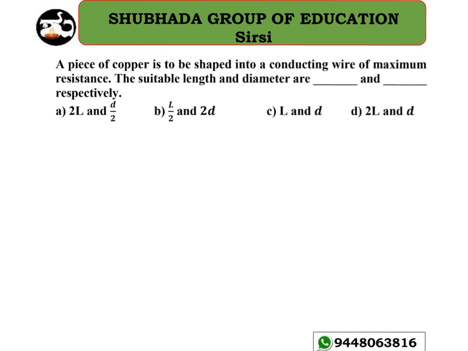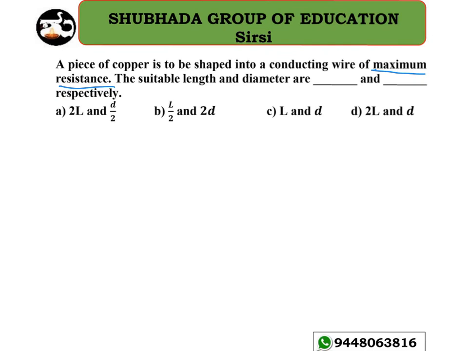Look at the problem on current electricity. A piece of copper is to be shaped into a conducting wire of maximum resistance. The point to be noticed here is the maximum resistance. The suitable length and diameter are, respectively, what? What are the values for length and diameter is the question here. So how do we find the resistance using the length and diameter?